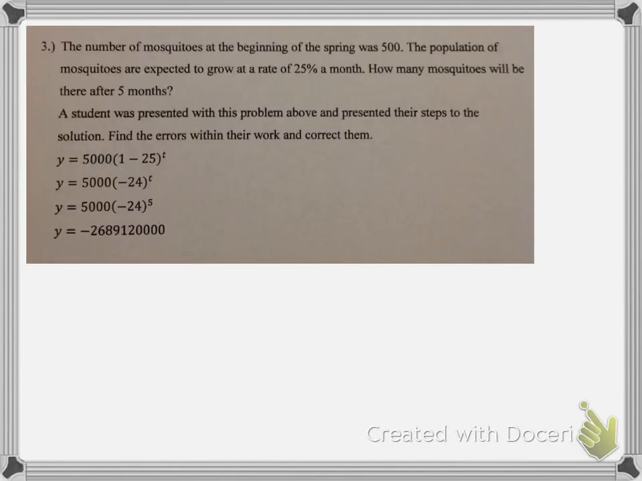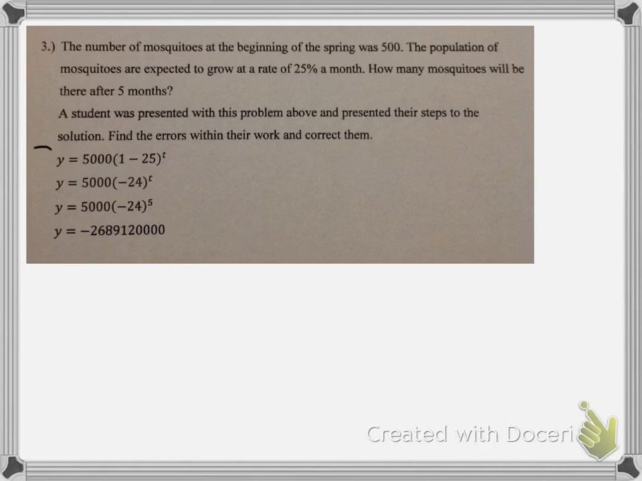Alright, next example. We have the number of mosquitoes at the beginning of spring was 500. The population of mosquitoes are expected to grow at a rate of 25% a month. How many mosquitoes will there be after 5 months? Alright, and now we're going to read the next part. A student was presented with this problem above and presented these steps to the solution. Find the errors within their work and correct them.